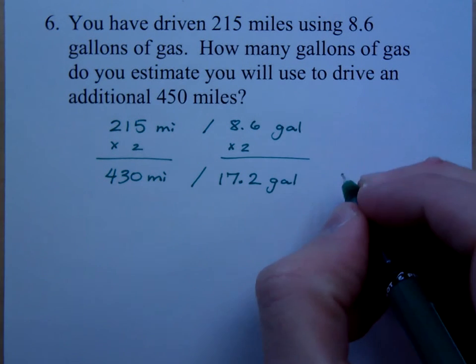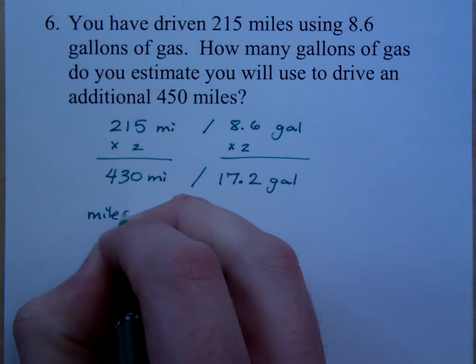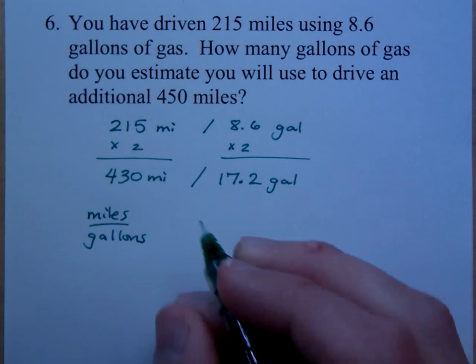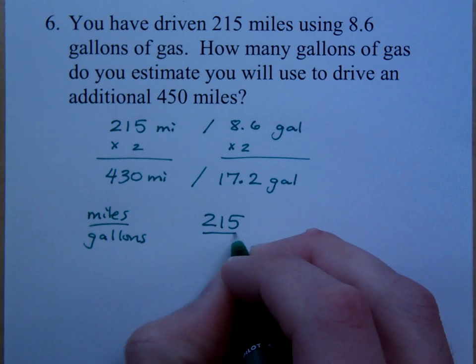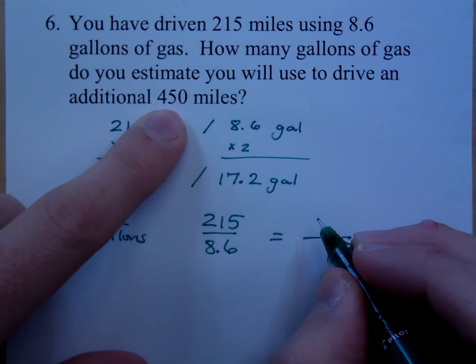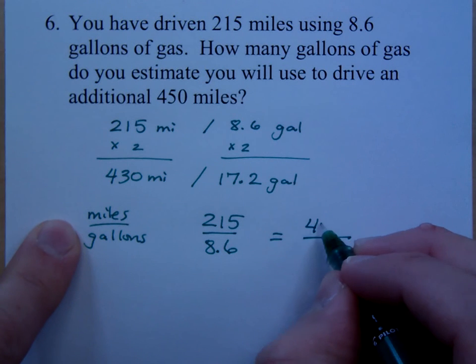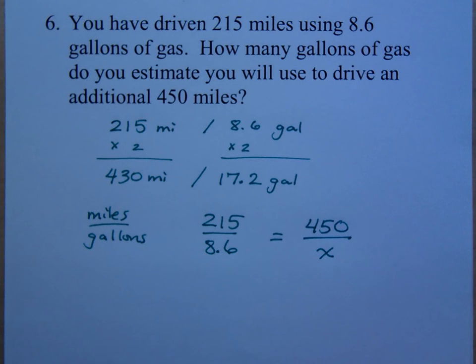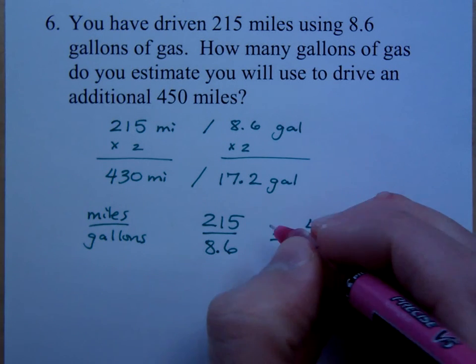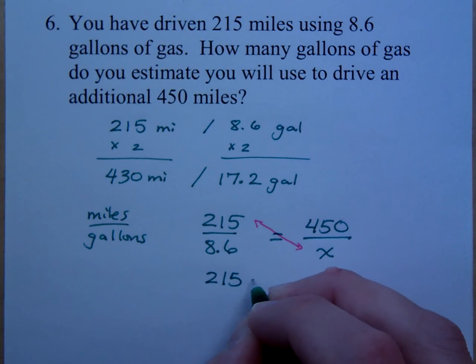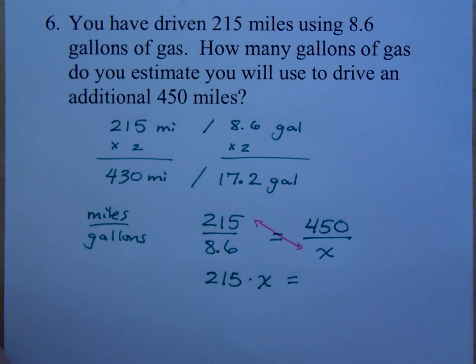So maybe we set this up in the form of miles driven to gallons. And I think that's what a lot of you did, right? So you went 215 miles using 8.6 gallons. We need to go, this is a distance, 450 miles, so it's miles on the top, 450, to some unknown number of gallons, right? Is that what you set up? So then again, we go back to the cross products. So that means 215 times x is equal to the other cross product.